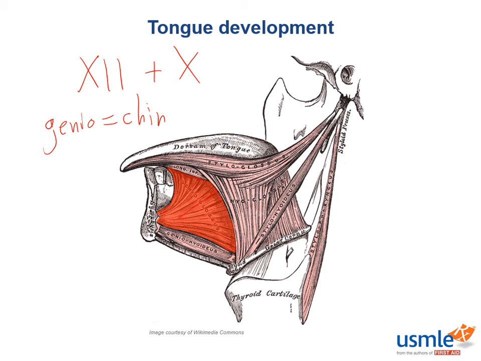Hyo refers to the hyoid bone. The hyoglossus brings the tongue towards the hyoid bone. This can be described as depression and retraction of the tongue.